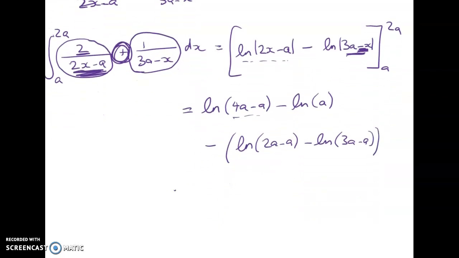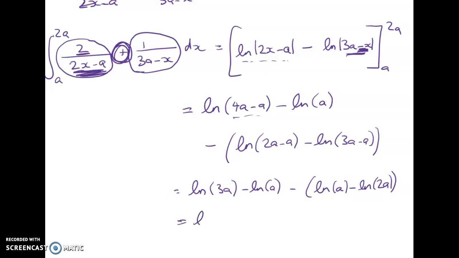Right, remember it's a show that question, so don't skip steps. So we've got the natural log of 3a minus the natural log of a minus the natural log of a minus the natural log of 2a. I don't know why I didn't just expand out that bracket straight away, but there you go. So this one here, we can combine straight away to give me the natural log of 3a over a. And then here we've got plus the natural log of 2a minus the natural log of a.